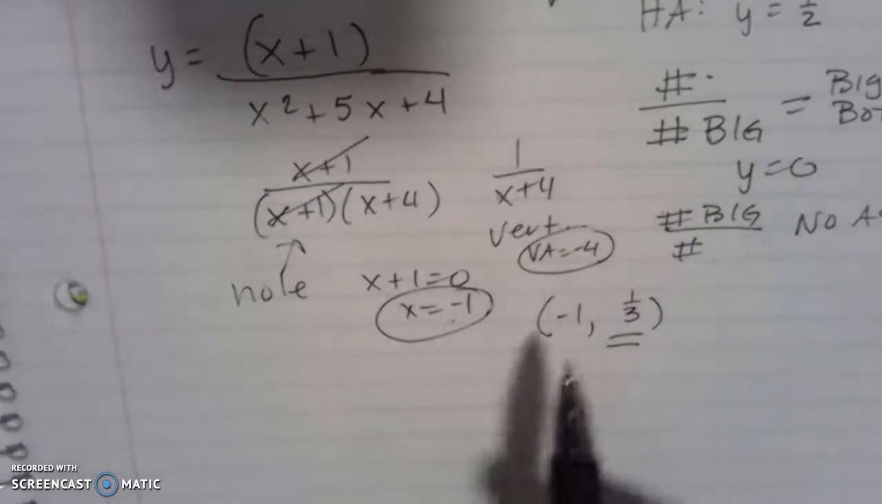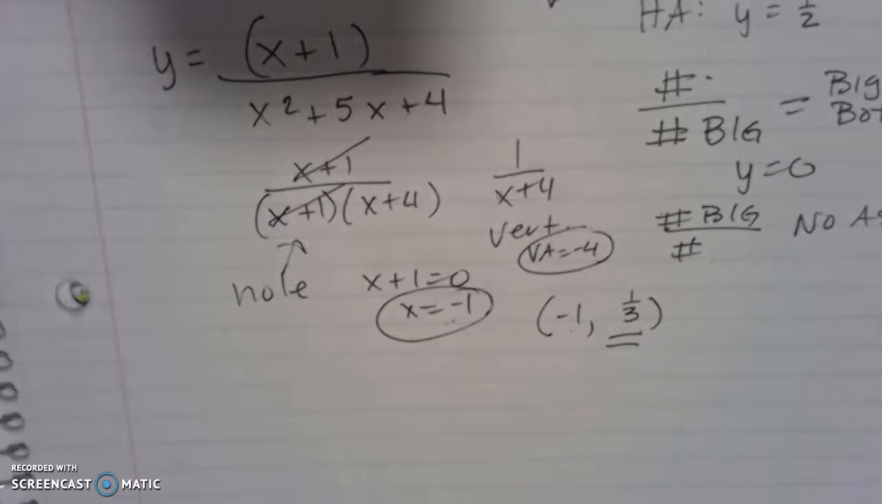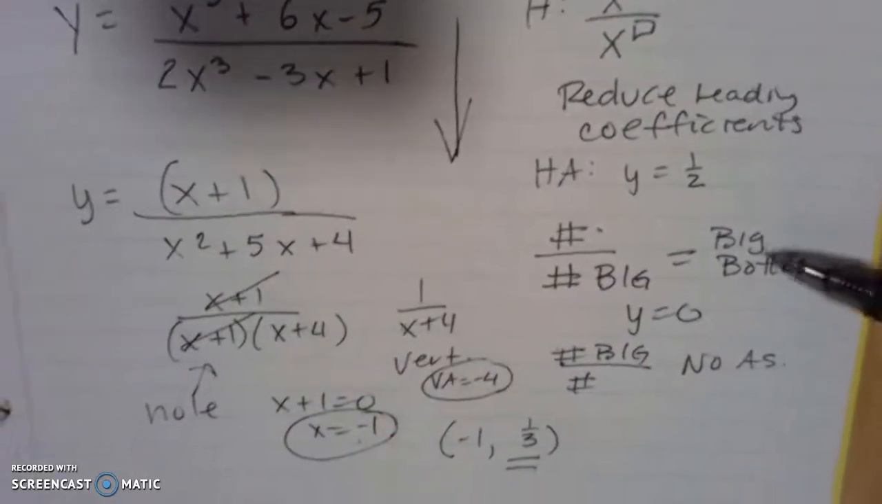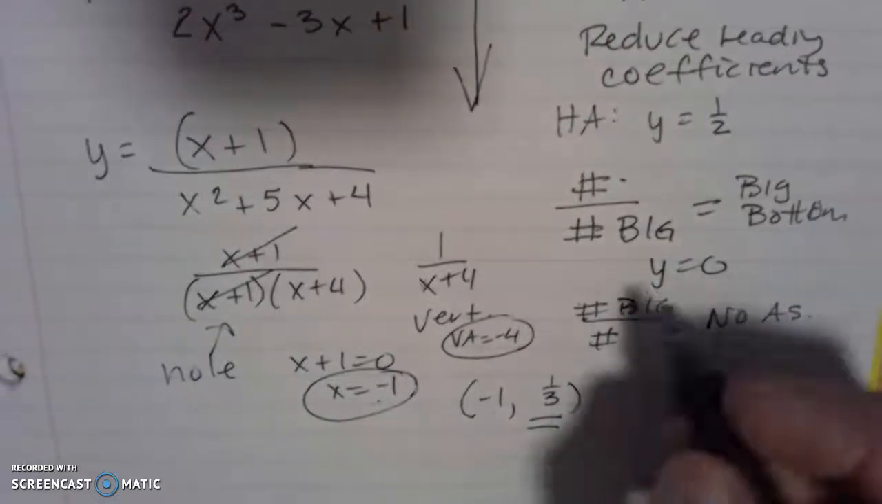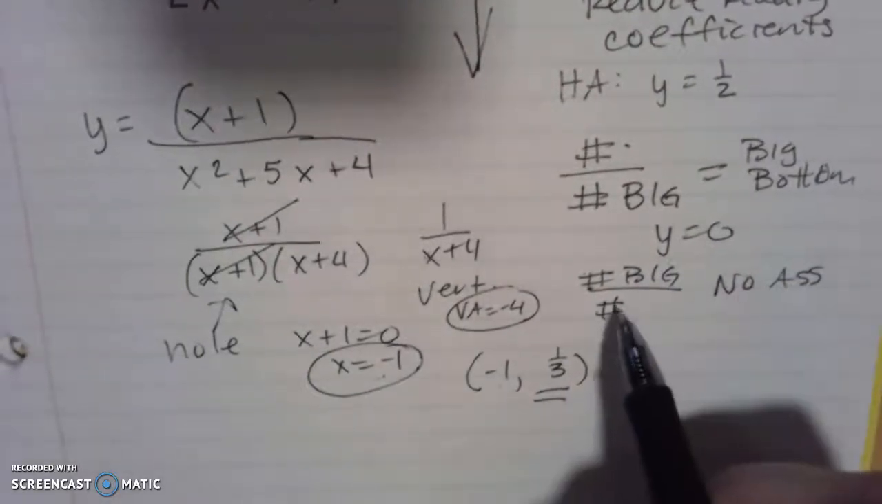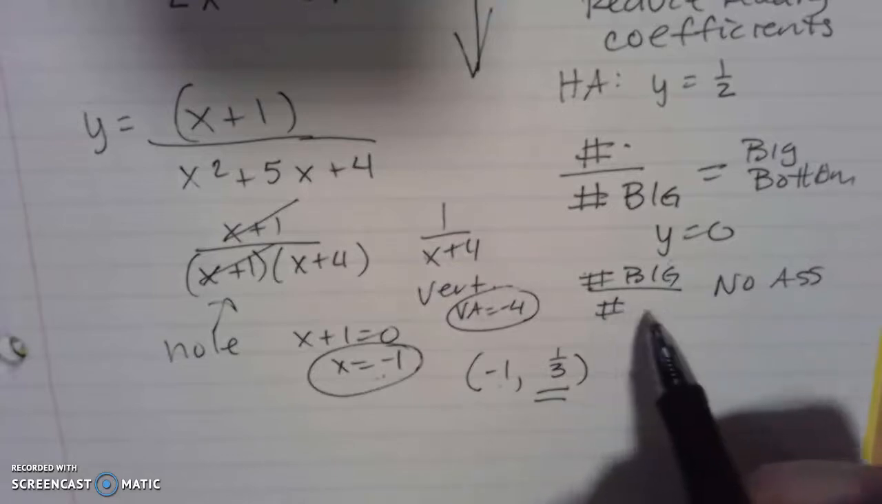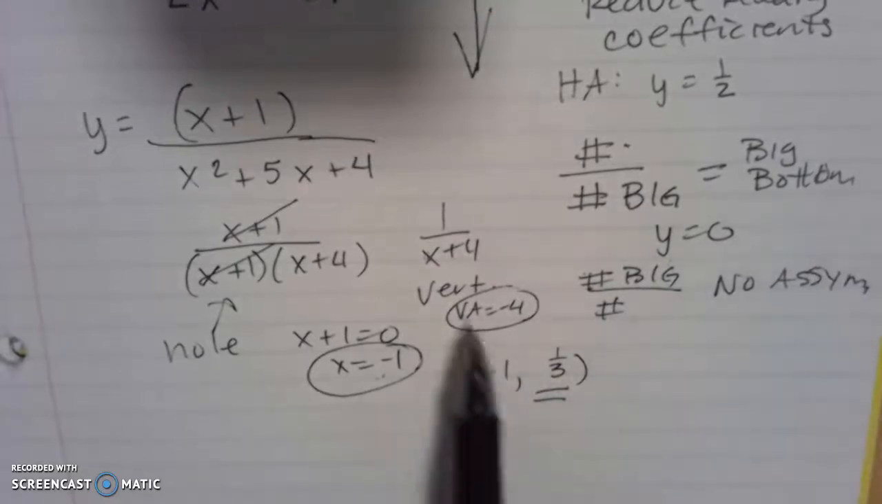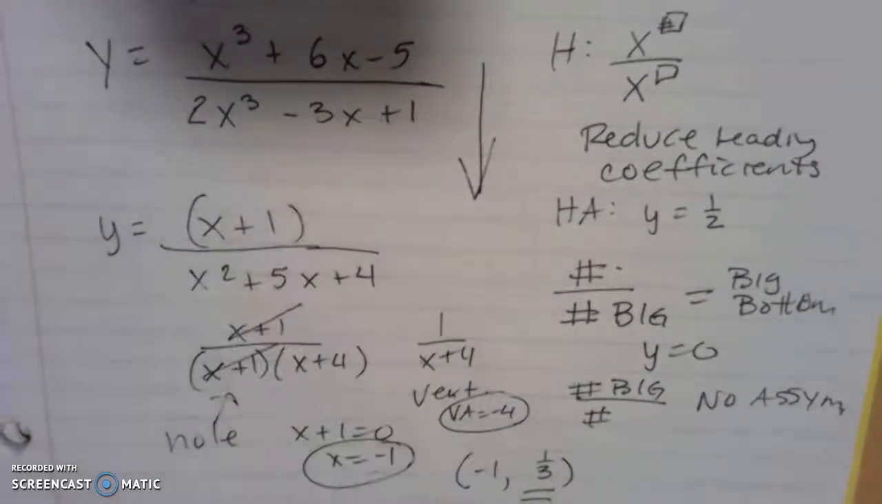So my hole is at -1, 1/3. And for the horizontal asymptotes, again, can you reduce the coefficients? Is there a big bottom? Or if the top is bigger, there's no asymptote. And then for the vertical asymptotes, you're going to look at the denominator.